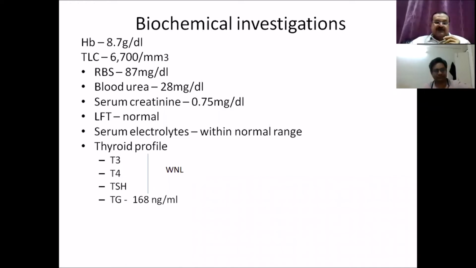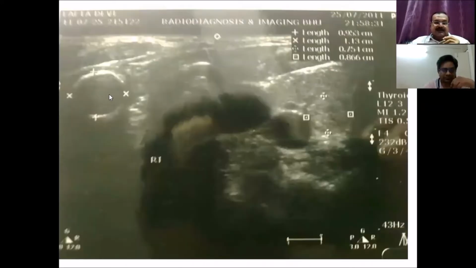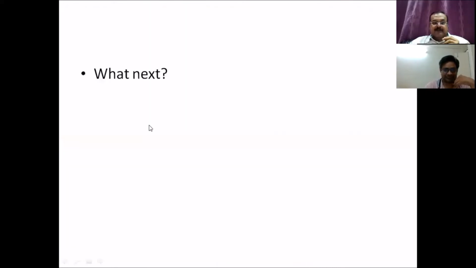Ultrasound of the neck was done, which showed this lesion here. The size of the lesion is 1.13 centimeters by 0.9 centimeters, located in the left lobe of the thyroid. So what next are you going to do? Somebody has raised a hand.